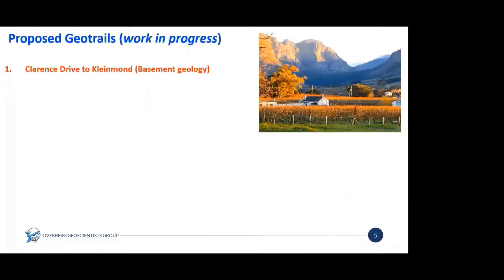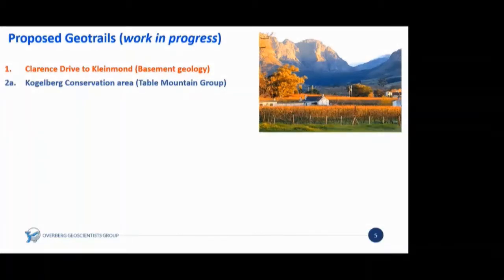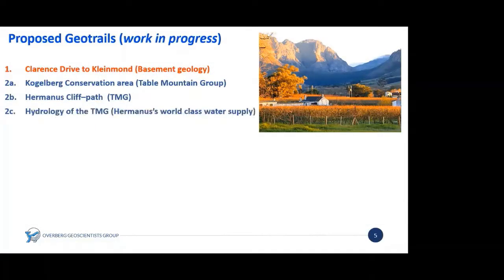So the geotrails that we are currently working on, and you'll hear from the people that are the experts working on them, is Clarence Drive. That's the topic today. Then the Kochelberg, that gorgeous area that many of us know up the Palmiet River. So that's on our target as well. The Hermanus Cliff Path, John Blaine will talk about that next week, and the geology. The one, and it's great to see Chris Hartnady, he's on the talk, the hydrology of the Table Mountain Group.